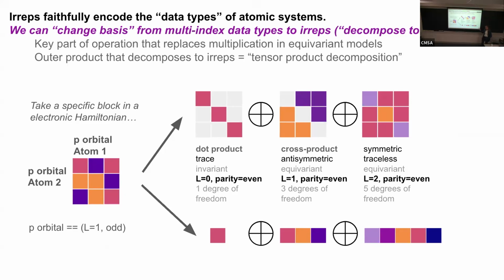So this is just an example to show that you can take a more complicated object and break it into these different pieces. This is highlighting where these components are in the matrix. And this shows that you have 9 degrees of freedom over here, and 1, 3, 5, 9 degrees of freedom over here. So this is an information preserving transformation. Okay.